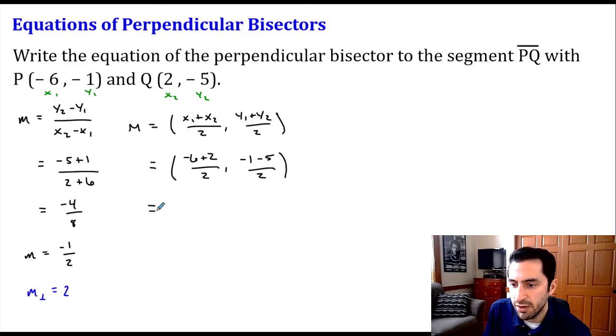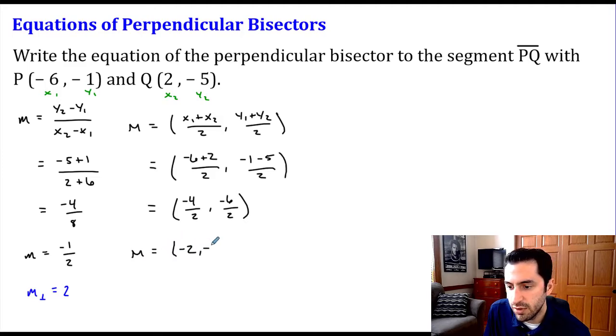And simplifying here, -6 plus 2 is going to be -4. And for the y values, -1 minus 5 is -6. So the midpoint of our segment, we end up with (-2, -3). And now these are the two pieces of information we want to use. We want to use our perpendicular slope, and we want to use the midpoint, right?